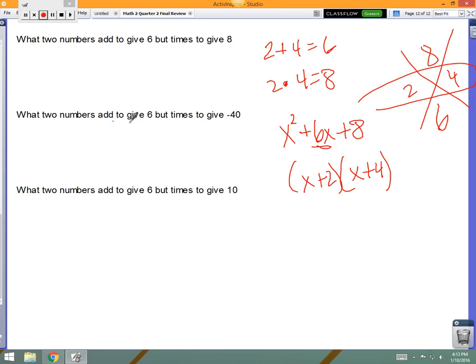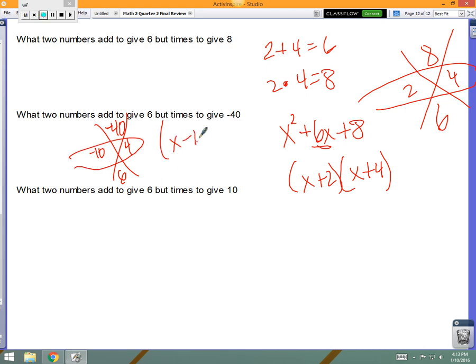So what two numbers add to give you 6, but times to give you a minus 40? So minus 40 is what you're looking for on top, and add to give you 6. So you go through the factors of 40. Can you find a combination that will times and give you a negative 40? If it's going to times and give you a negative, one of them's got to be negative and one of them's got to be positive. And it should be a negative 10 and a positive 4. These are your two numbers, negative 10 and positive 4.